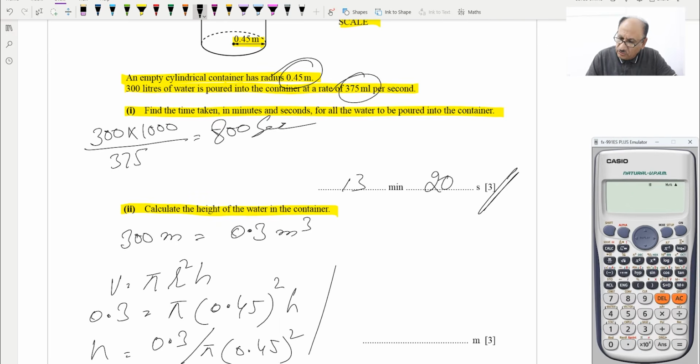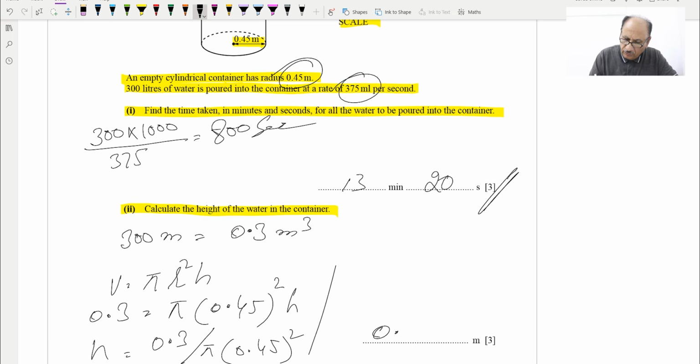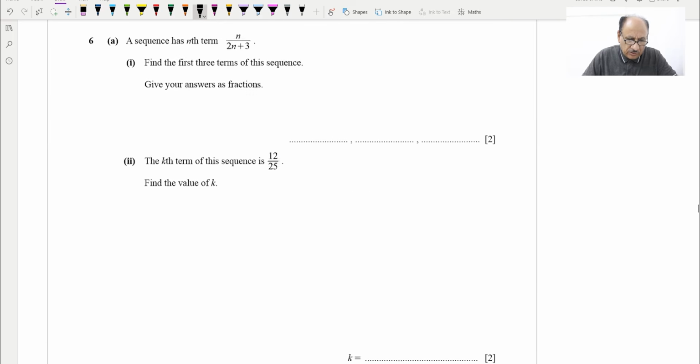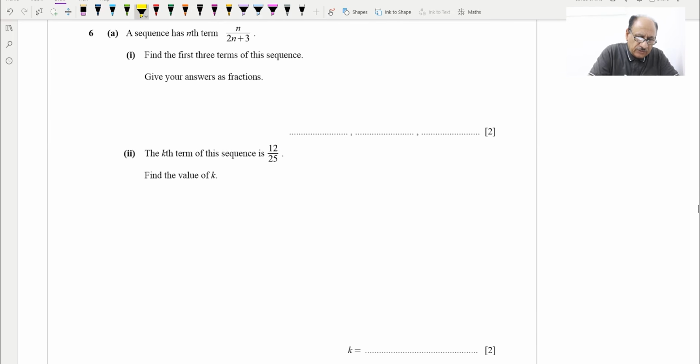This will be 0.3 over pi into 0.45 square, and this is giving us 0.472. 0.472 will be our answer for 3 marks. Hopefully you understand this. Question number 6 says a sequence has nth term they have provided. Find first 3 terms, give your answer in fraction.